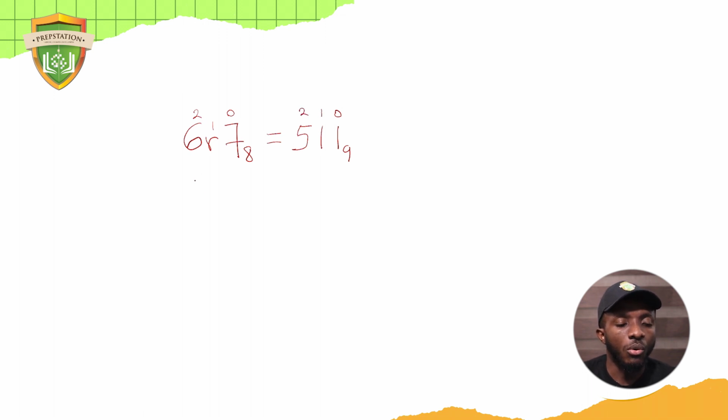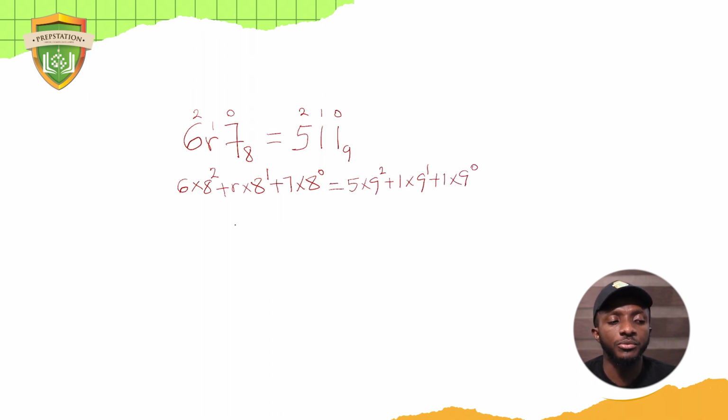So what we do is multiplication. We're going to expand. So this is how we expand. 6 times 8 raised to the power of 2. Why? Because 2 is above 6. Plus r times 8 raised to the power of 1, plus 7 times 8 raised to the power of 0. Now take note, the powers are the powers of the base. Please take note of that. And then we have 5 times 9 raised to the power of 2, plus 1 times 9 raised to the power of 1, plus 1 times 9 raised to the power of 0.